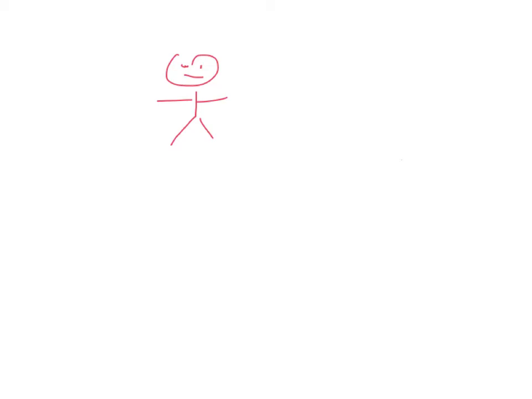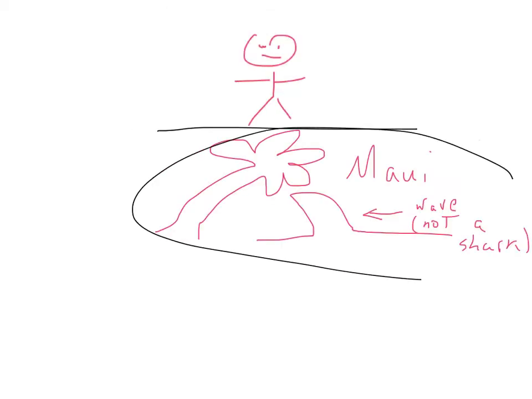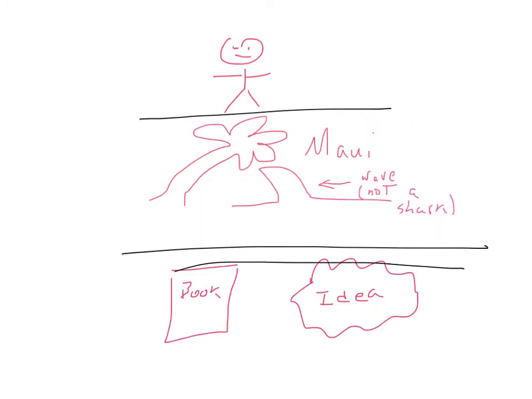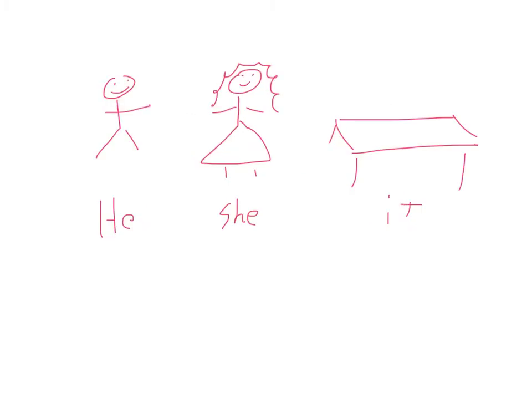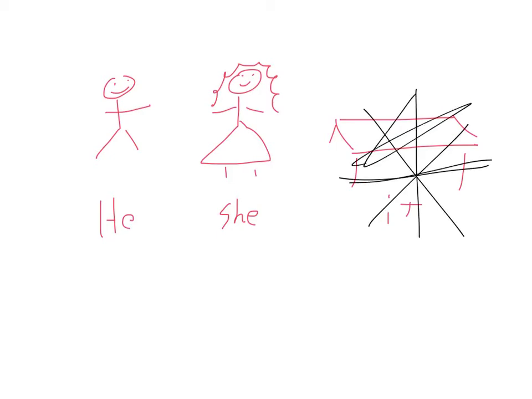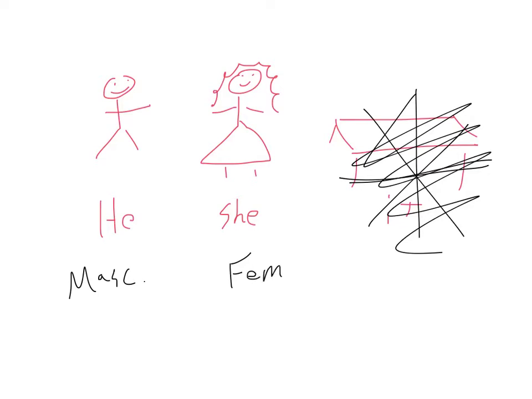Okay, today we're going to talk about nouns. And as you learned back in first grade, nouns are people, places, and things. In English, all nouns are classified as he, she, or it, masculine, feminine, or neuter. However, in Spanish, there is no such thing as it. There is only masculine and feminine.